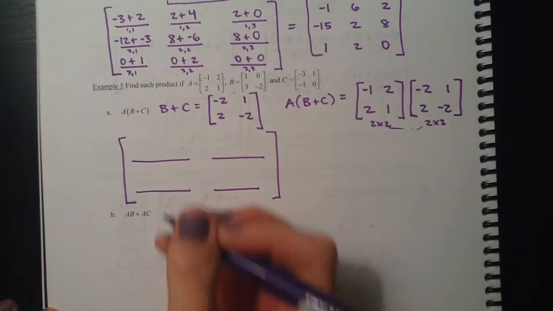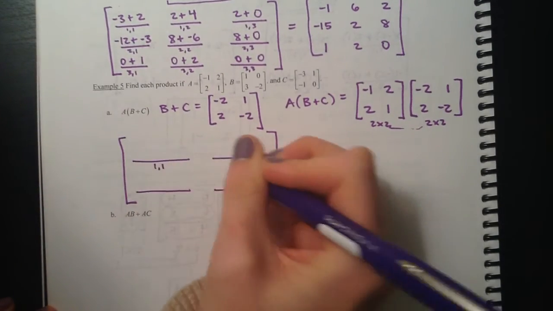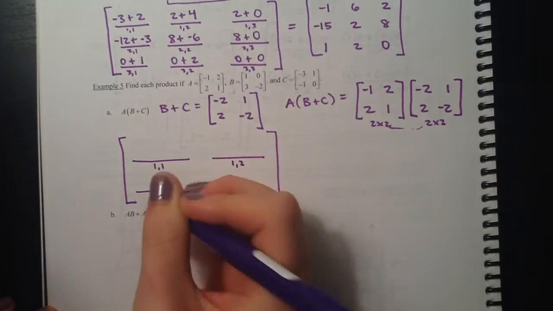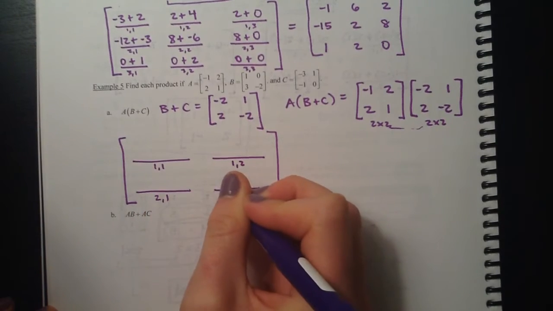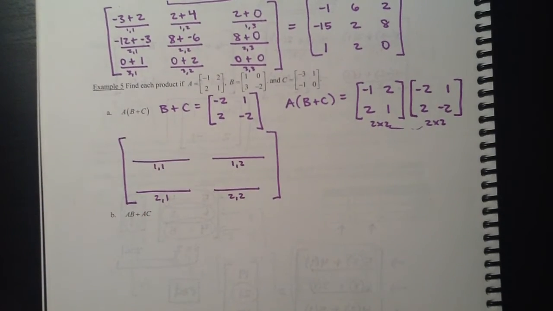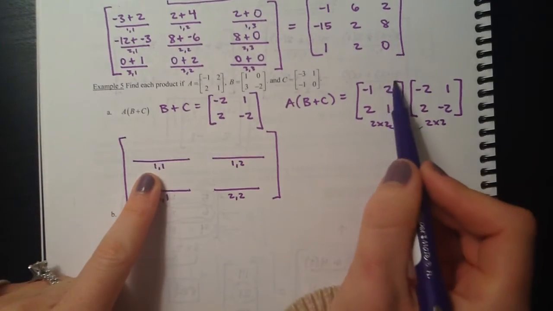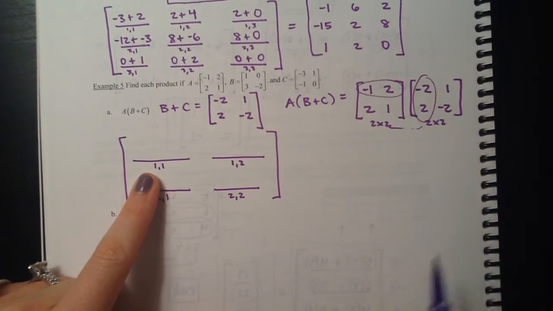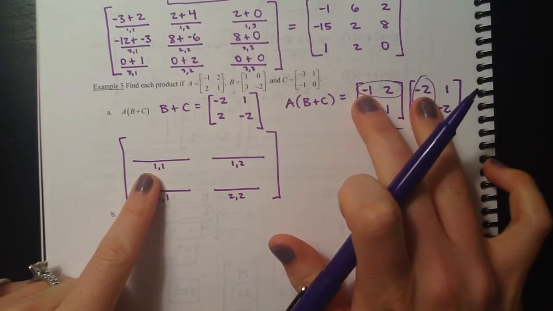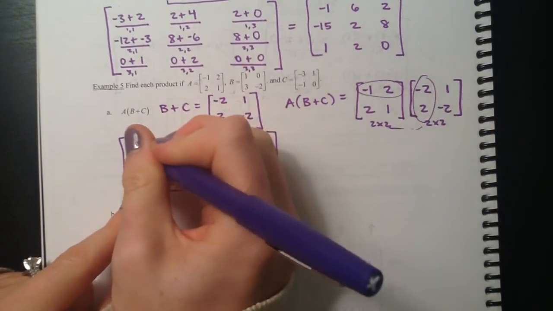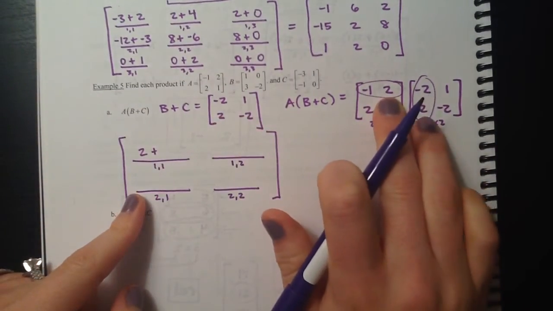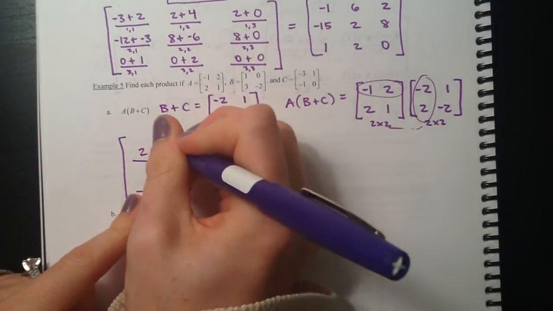Okay, so let's label all these. This is row 1, column 1, row 1, column 2, row 2, column 1, and row 2, column 2. Okay, so here's what I'm multiplying over here. So row 1, column 1, row 1, column 1. Negative 1 times negative 2 is positive 2. 2 times 2 is 4.